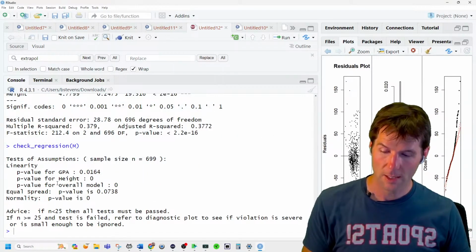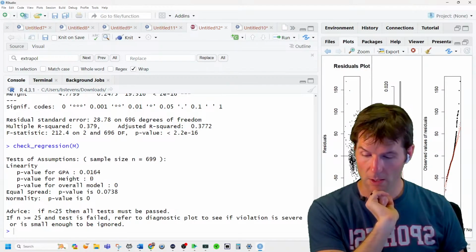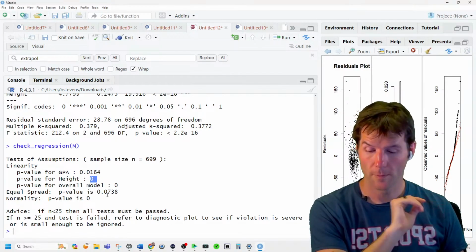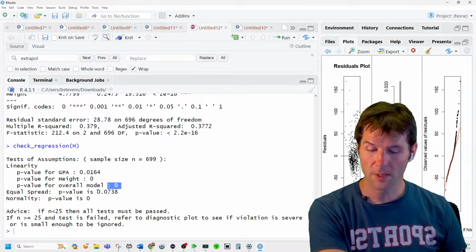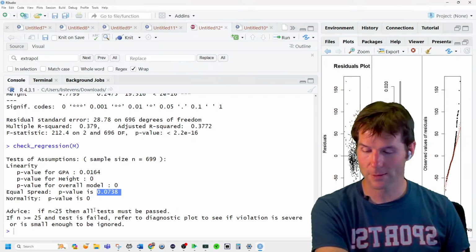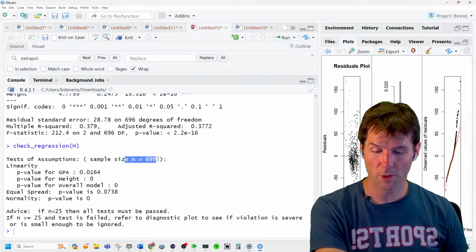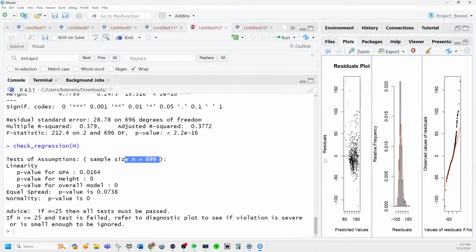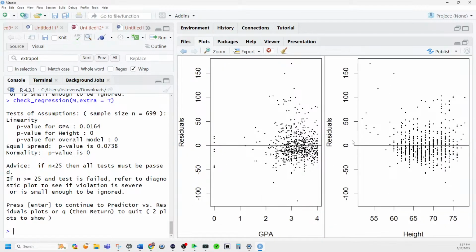And now we get, is the linearity of GPA met? No. Is the linearity of height met? No. Is the linearity of our overall model good? No. Is the p-value or the equal spread good for our model? Yeah, it passes. Barely, but it passes. Is the normality of our residuals good? No. Now that our sample size is more than 25 for the linear model, we have to go and look at the plots. So we need to put on extra equals true right here. And we get the extra plots now. Here we go.